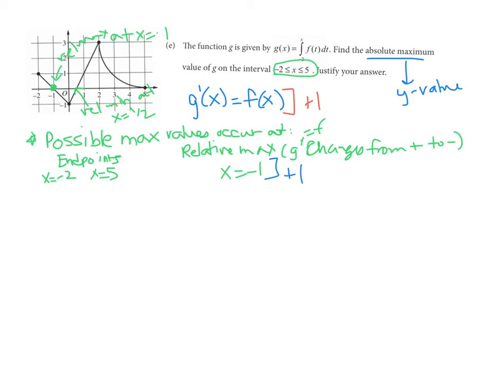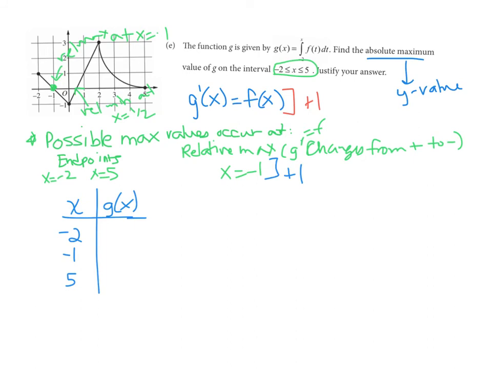We need to figure out our y values at all three of these possibilities. The absolute max is going to be the y value that's the highest. And I should clarify, by y value, I don't mean the y value based on the graph. I mean the y value based on the g function. So I'm actually going to find these values using a table.